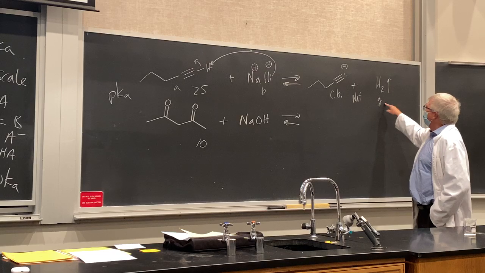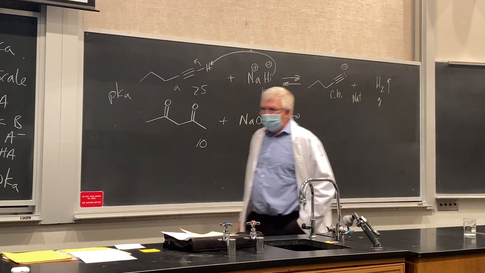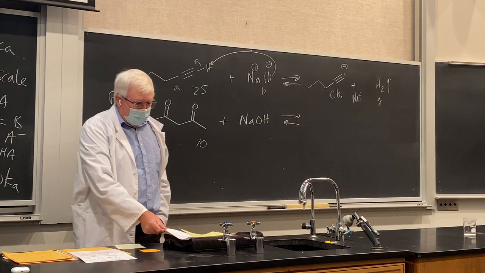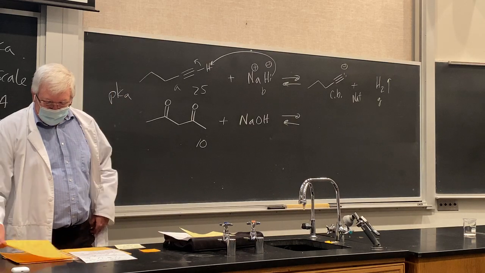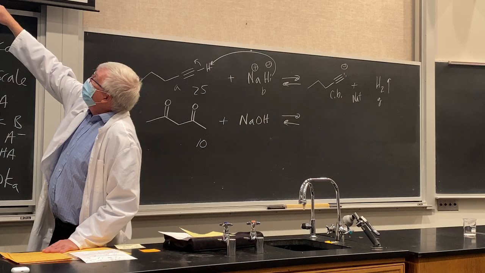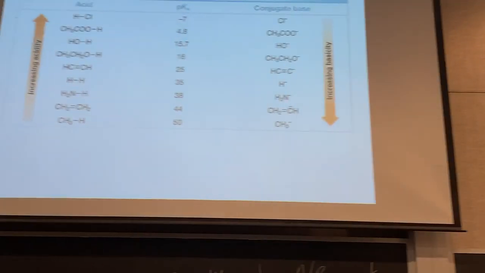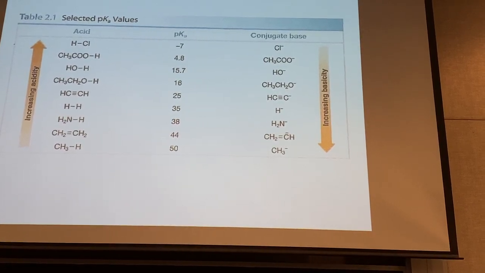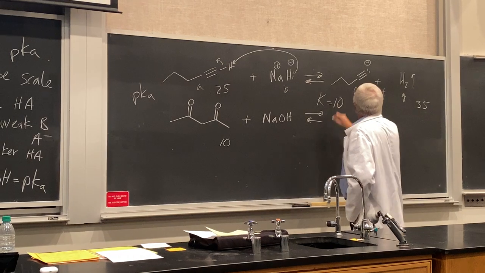We need to know what? We need to know the pKa of that molecule there, hydrogen. And it's on the chart there. What's the pKa of hydrogen? 35, okay? And what is the pKa of the acetylene? 25. So the K for this reaction, we can estimate it.